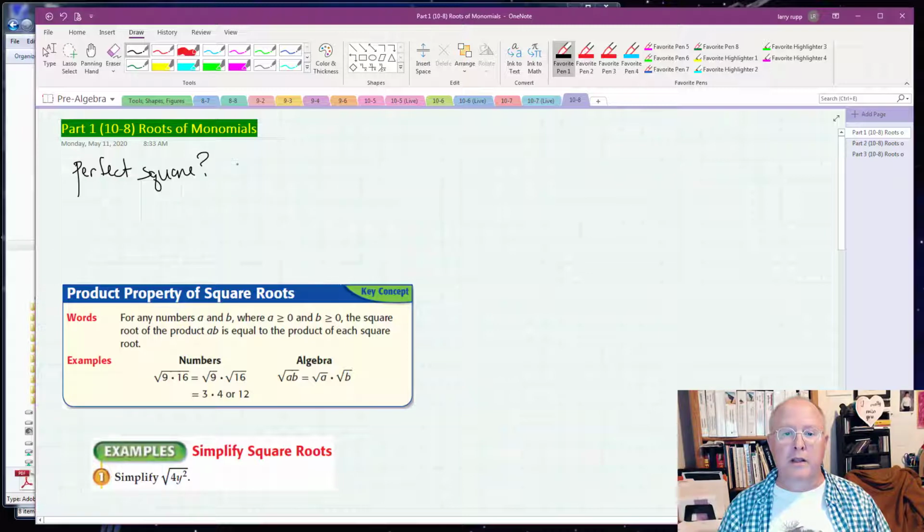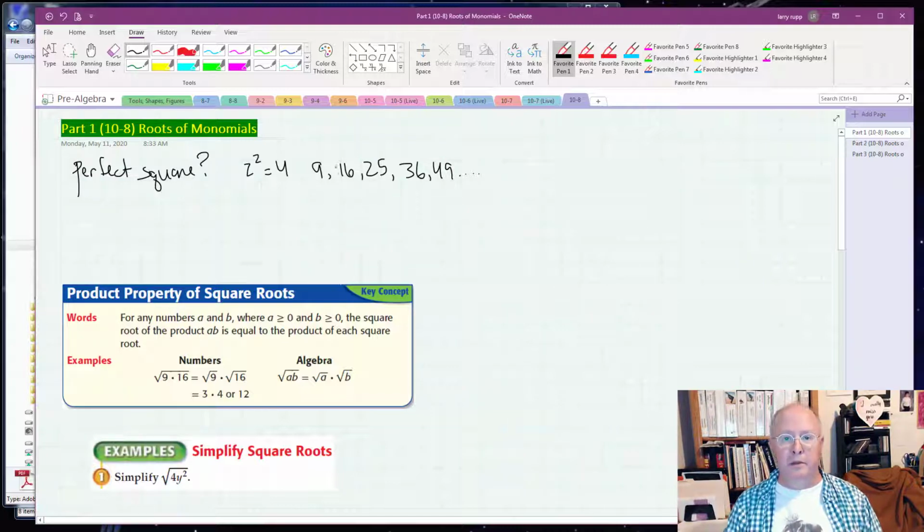Does anyone remember what a perfect square is? A perfect square is any square of an integer. So 2 squared equals 4. 4 is a perfect square because it's the integer 2 squared. 9 is a perfect square. 16, 25, 36, 49, and so on. Those are all perfect squares because they're the squares of integers.